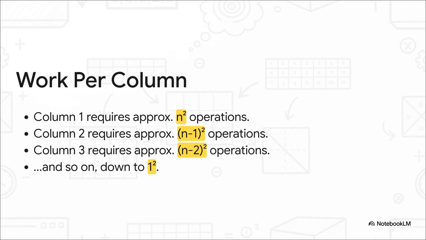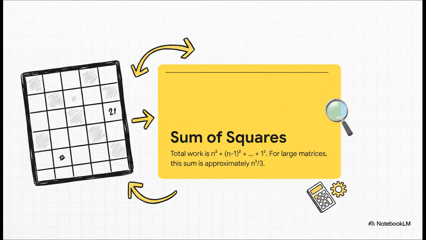To clear out that very first column in a big n by n matrix, you pretty much have to touch every other element. That's about n times n operations, or n squared. Now, when we move over to the second column, the problem is a little smaller, right? We're only focused on an n-1 by n-1 little box. So the work is roughly (n-1) squared. You see the pattern? The amount of work we have to do gets a little smaller with every column we finish. So to figure out the total cost, all we have to do is add up the work for each column. And what we get is this really famous series in math, the sum of squares.